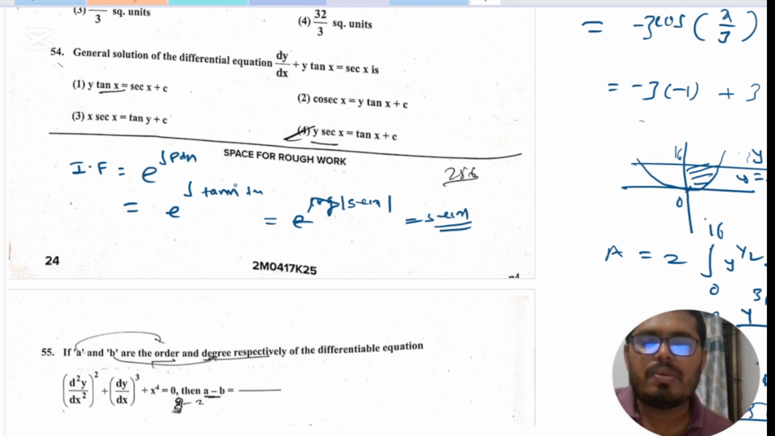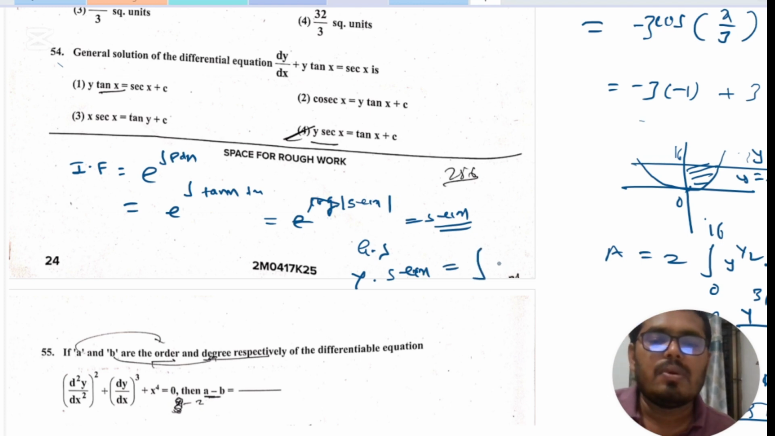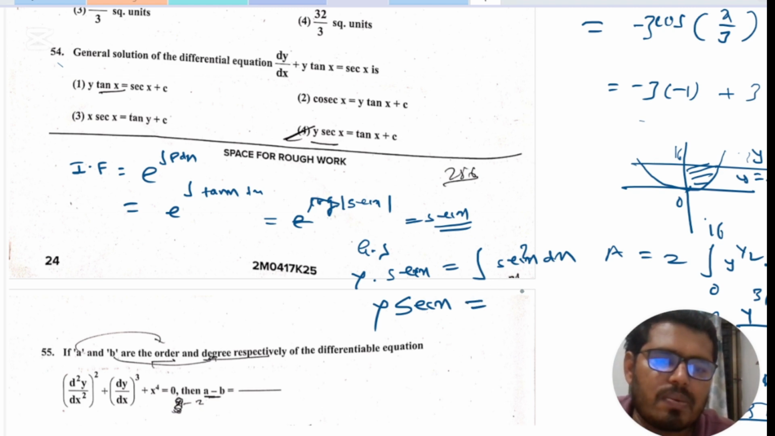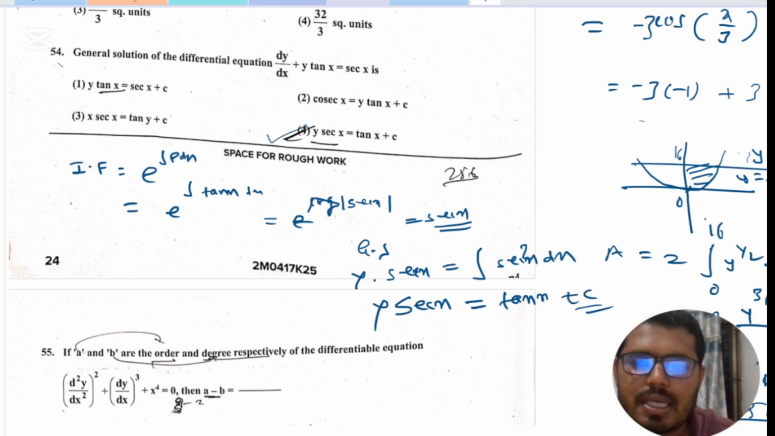Next, the general solution is y into sec x is equal to the integration of Q into the integrating factor, that is sec x into sec x, so the integration of secant square x is tan x, plus c. Therefore, option number 4 is the correct option.